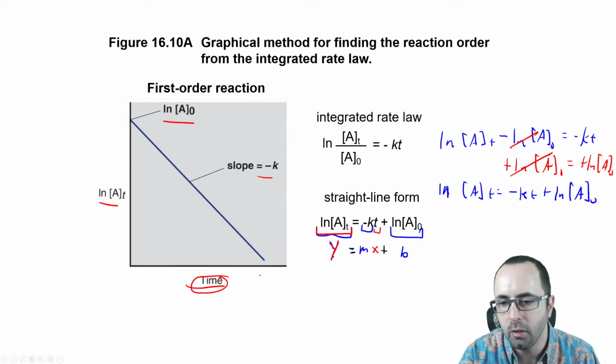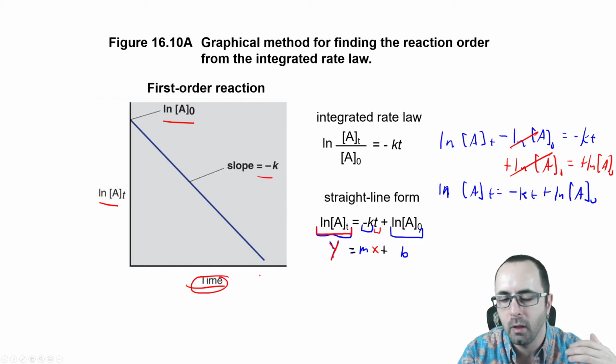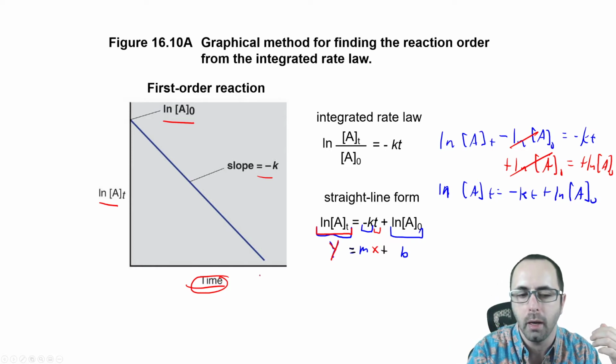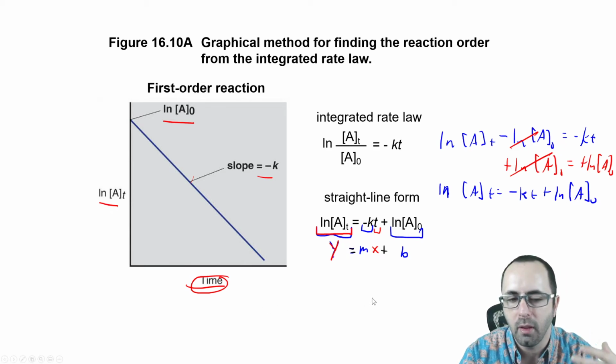So besides the initial rate way before, where we did multiple experiments and compared them to figure out the rate order, we can also figure out the rate order by graphing the natural log of the concentration versus time. If it is linear, then we have a first order rate law.